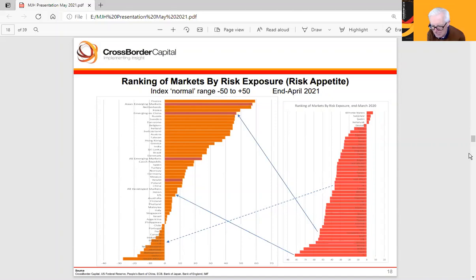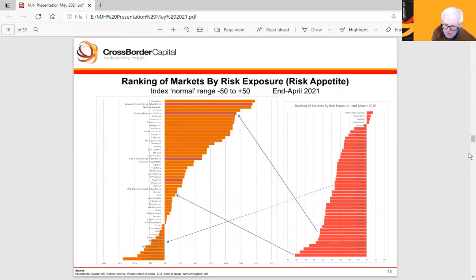You can see how the ranking of risk exposure has changed over that time. Almost every market was substantially below their normal risk positioning in equities as of a year ago, now more above average. The US was right at the bottom. It was at minus 80. If you can figure out, that's something like 3 standard deviations below normal. So that's an extreme degree of positioning.